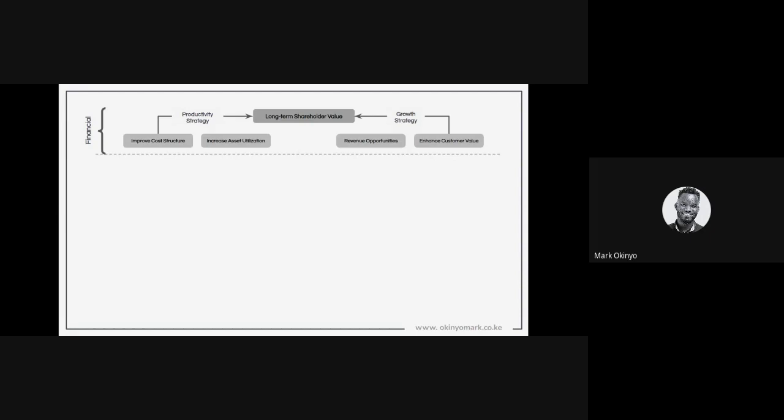Yeah, that's a good attempt. That would fall under the growth strategy, so we'll get into that. Think of it this way: productivity strategy focuses internally, growth strategy focuses externally. So internally, what can a business do to improve cost structures? By cost structure, I mean the cost of doing business.